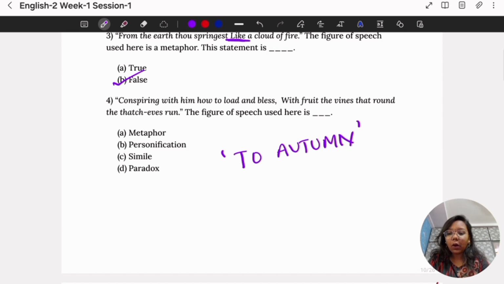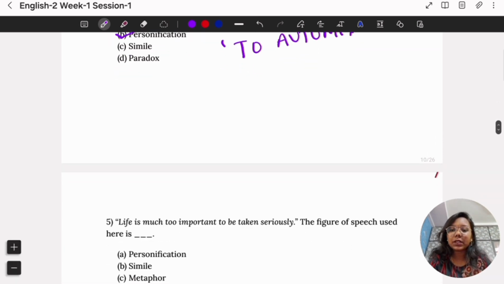So what he's saying in this sentence is that autumn is conspiring with the sun to give fruits to the vines. Vines are actually grapes, they're kind of plants. So that's the thing. It's personification. He's giving human attributes to the autumn season. The poem is all about describing autumn's beauty by personifying it. So the answer is personification.